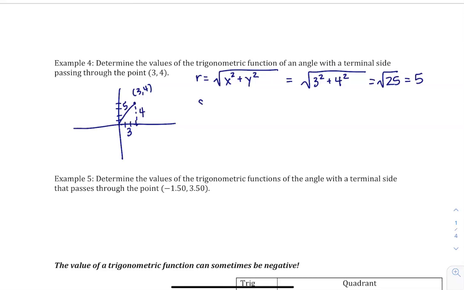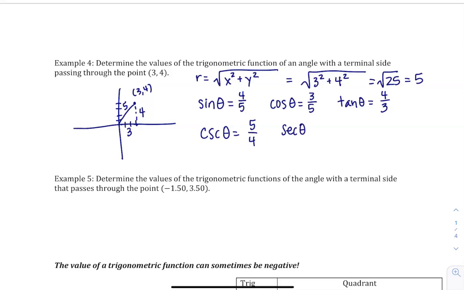And now we can find sine of this angle is going to be 4 over 5. Cosine of this angle is going to be the x value, 3 over 5. And tangent of this angle is going to be 4 over 3. Cosecant is the reciprocal of sine. Secant is the reciprocal of cosine. And cotangent is the reciprocal of tangent. So we're connecting to what we had in chapter 13, but this is just a different perspective.